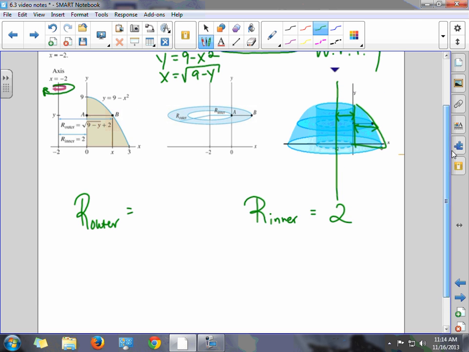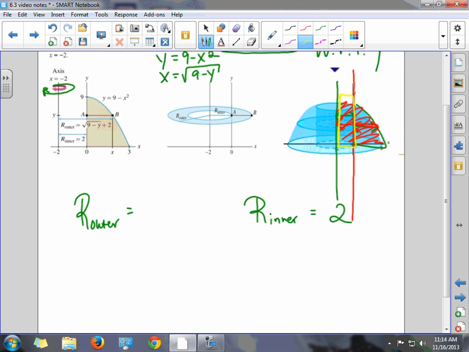So I have to think of the fact that I'm cutting this hole out. So I don't just want my radius to be from the y-axis, which is right there, to the curve. I want my outer radius to go all the way down to the center of this hole. That way I can get all this volume, and then I can cut out my cylinder.